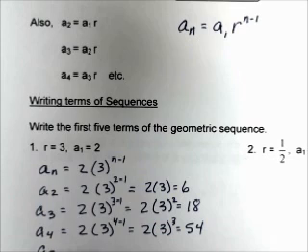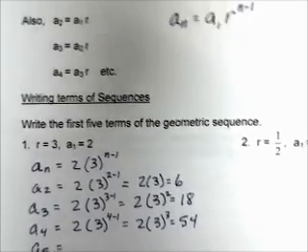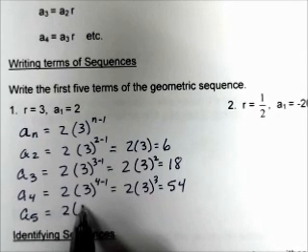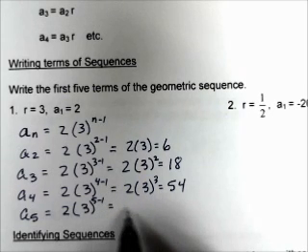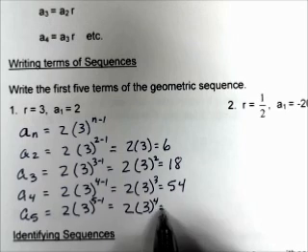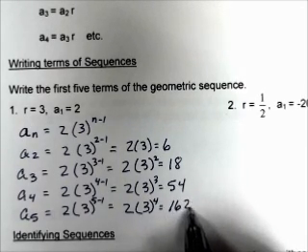And the fifth term, we can simply take the 54 and times it by 3. We're following 2 times 3 raised to the 5 minus 1. That's 2 times 3 raised to the fourth. 3 to the fourth is 81. Times 2 is going to be 162.